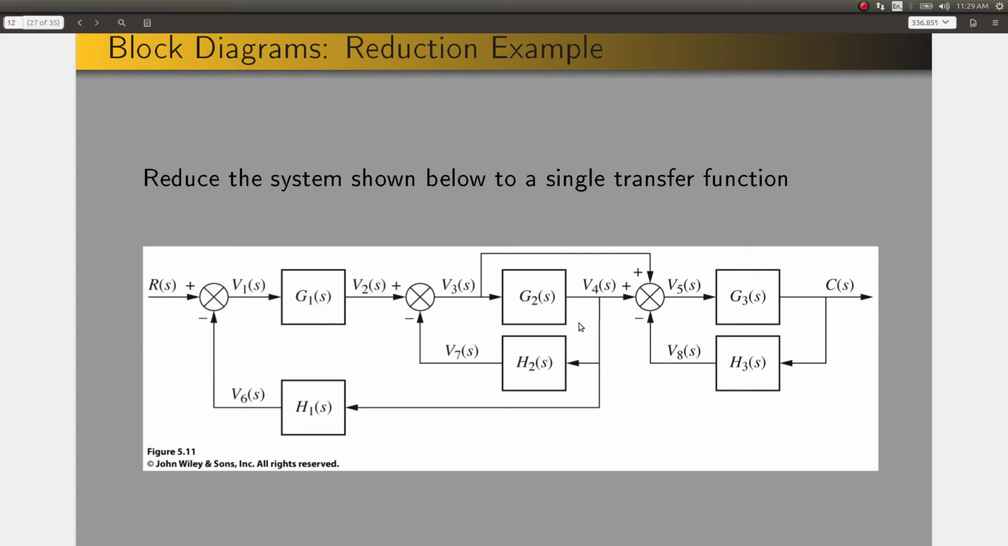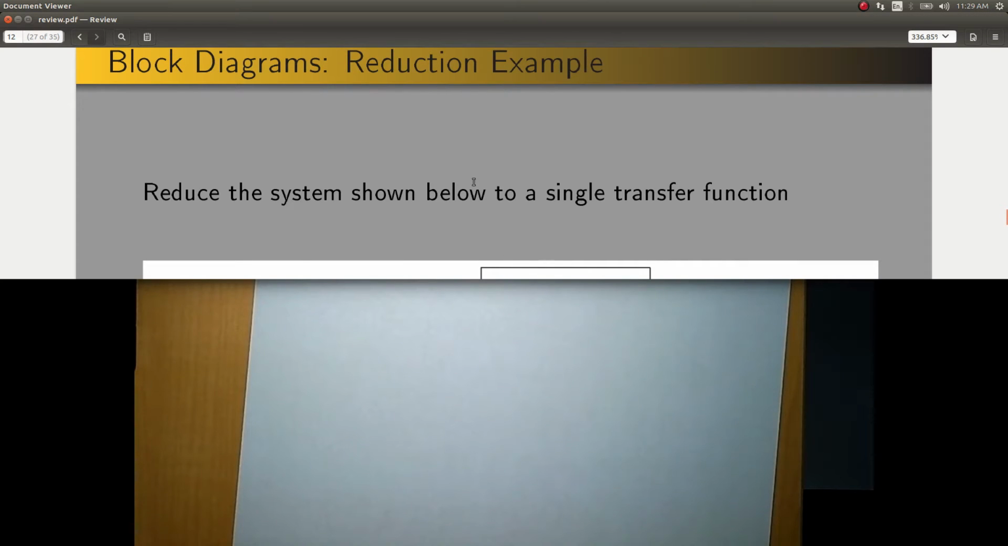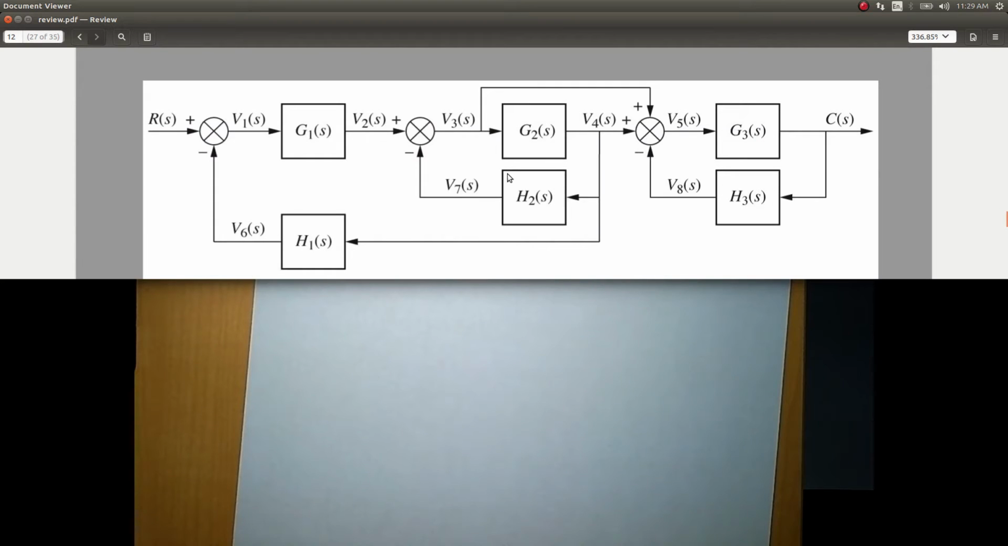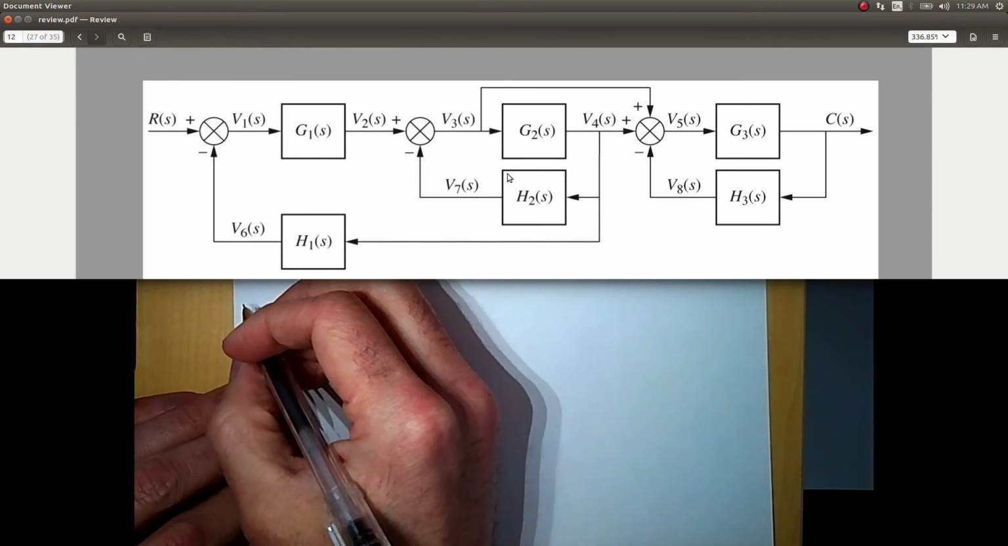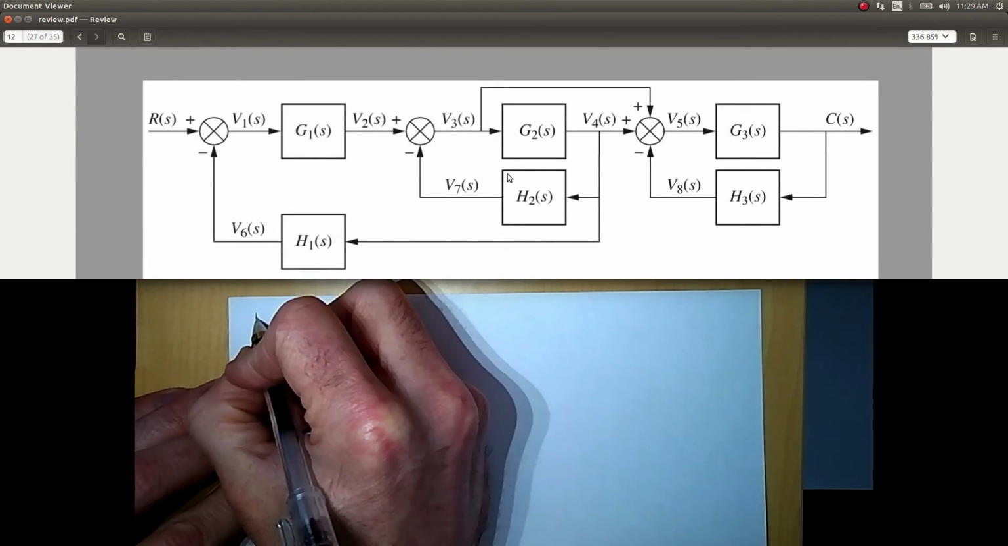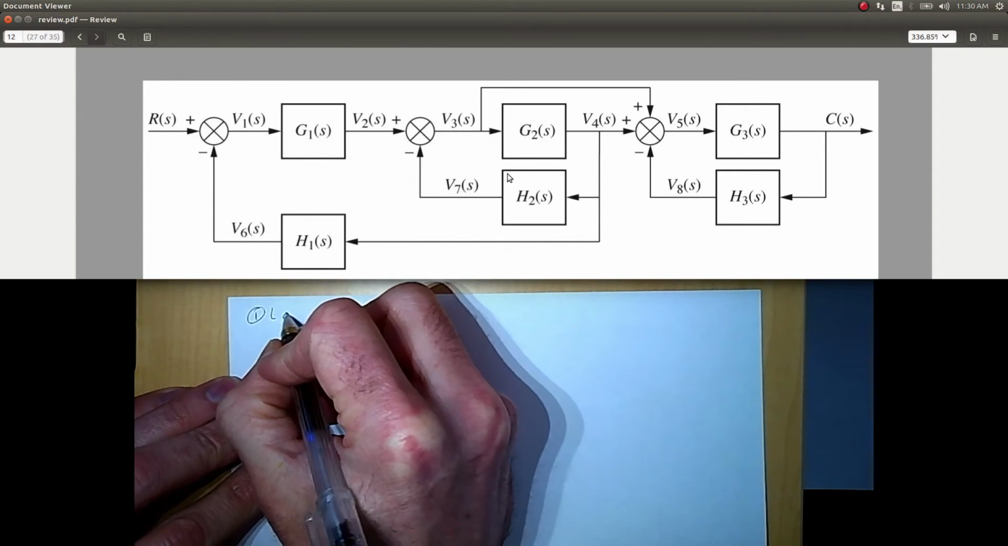So we use the techniques from the previous two slides to reduce this block diagram to a transfer function. Okay, so the first step, or the steps are, one, we want to look for common forms.